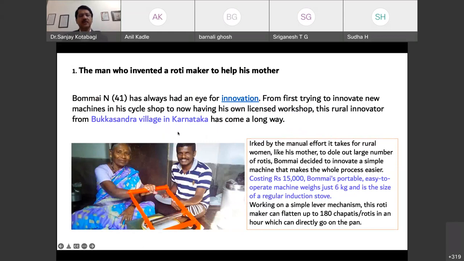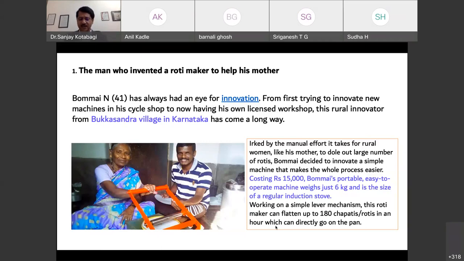Bommai, who really understood the pain the mother takes in making rotis for his entire family. So he really worked on it. He is a man with a lot of passion to address various problems. He developed a roti-making model, which costs 15,000 rupees, is easy to operate, weighs just 6 kgs, and can roll out 180 chapatis or rotis in an hour. So this is the best example for understanding.